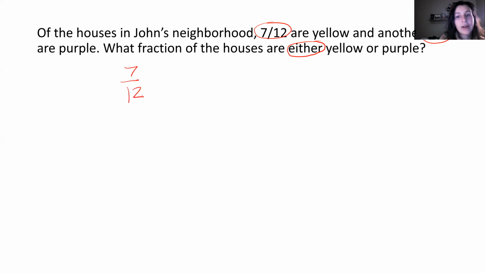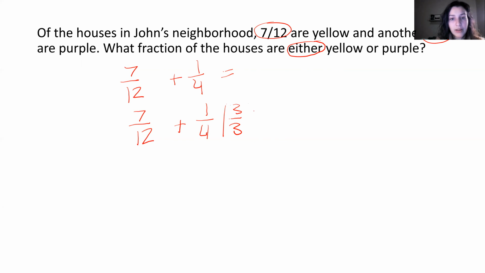So 7/12 plus 1/4, let's find what that equals. So the denominators do not equal each other. How do we manage that? How can we make 12 and 4 equal to each other? Or not make them equal, but adjust our fractions so that they have the same denominator. Let's keep 7/12 the same. And if you recall, 4 times 3 is 12. So we will multiply this 1/4 by 3/3 so that this denominator right here is 12.